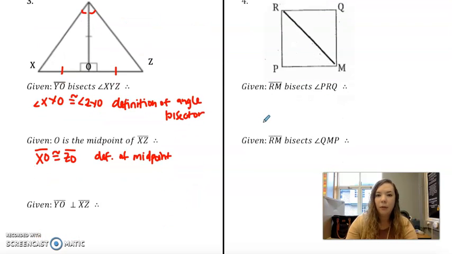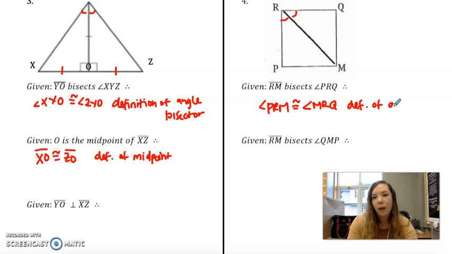All right, number 4, given RM bisects angle PRQ. So this is bisecting angle PRQ. That's going to say that these two are the same. So angle PRM is congruent to MRQ by definition of angle bisector.